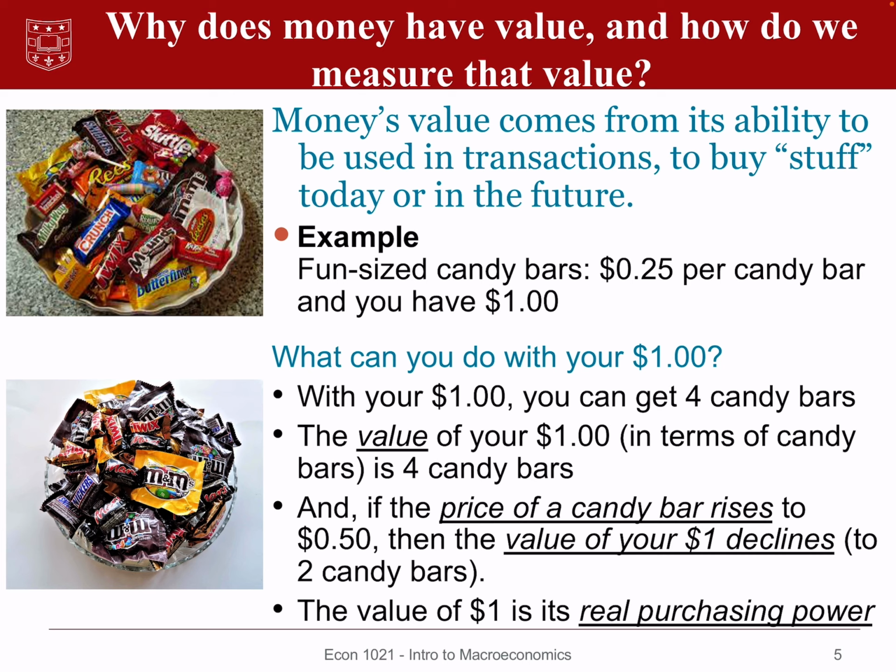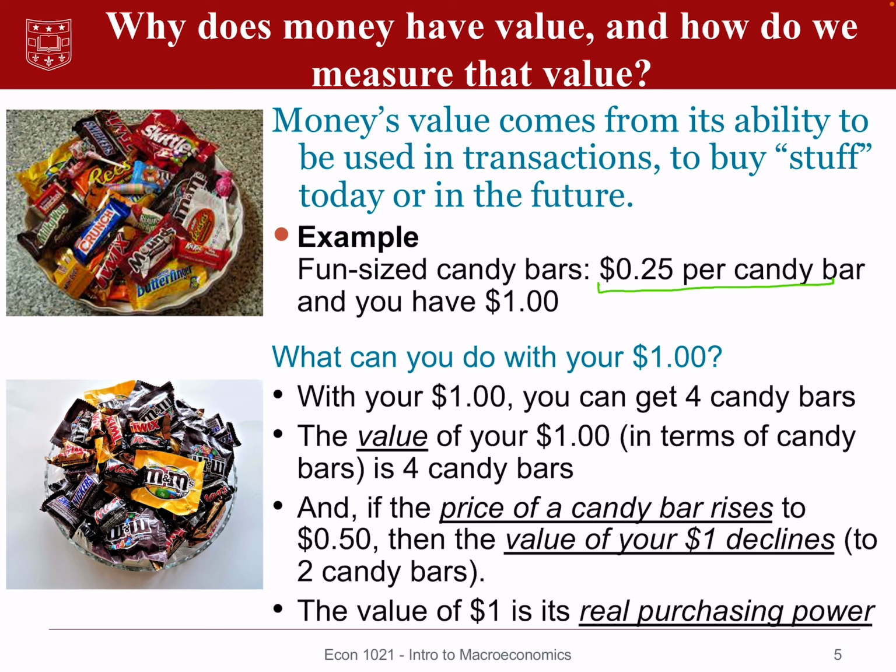So for our example, again, we're going to be using little candy bars. Let's suppose, just for the sake of illustration, that each candy bar has a price of 25 cents per bar and that you have $1. So what can you do with your dollar if you're going to devote it to the purchase of candy bars? Using our higher order math skills, we can readily see that you could get 4 candy bars, 4 of these fun-sized candy bars. And so what does that mean more seriously? What that means is that the value of your $1 in terms of candy bars is 4 candy bars.